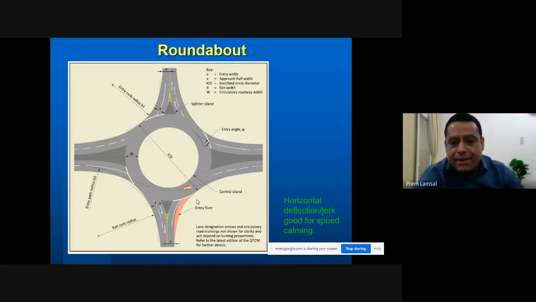Anyway, I'm not going into detail on this, but we need to know the principle of a roundabout, and we should know the purpose of providing a roundabout. Unless it is creating horizontal deflection, it does not serve the purpose.